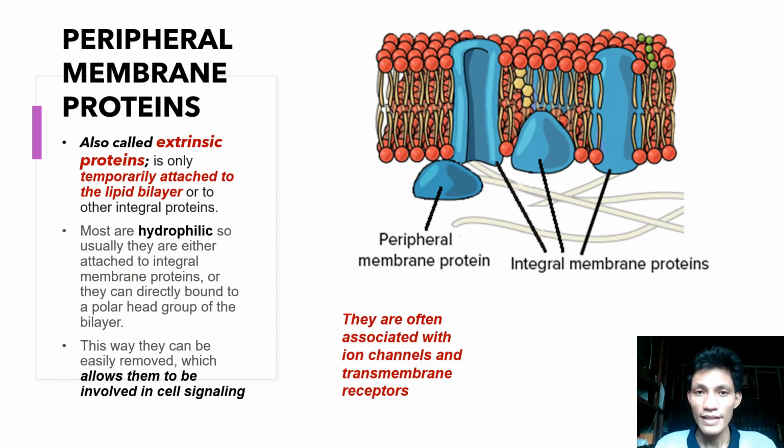Then the next class of the membrane proteins are the peripheral membrane proteins, also called extrinsic proteins. They are temporarily attached to the lipid bilayer or to other integral proteins. Most are hydrophilic, so usually they are either attached to integral membrane proteins or they can directly bound to a polar head group of the bilayer. This way, they can be easily removed, which allows them to be involved in cell signaling. They are often associated with ion channels and transmembrane receptors.